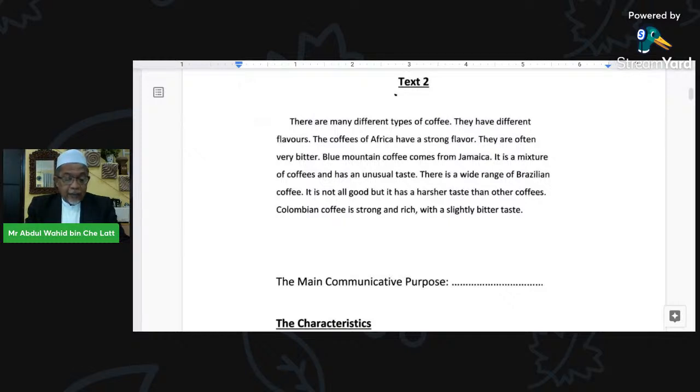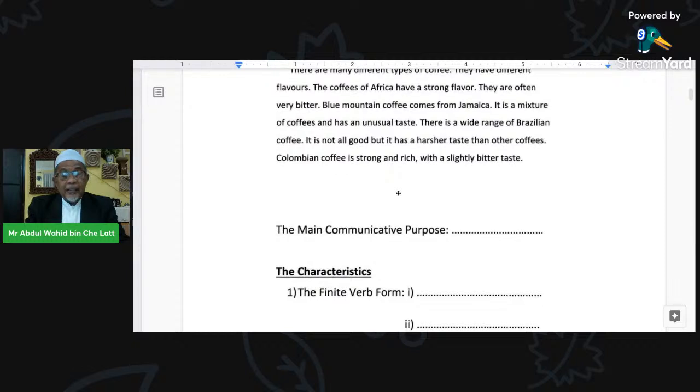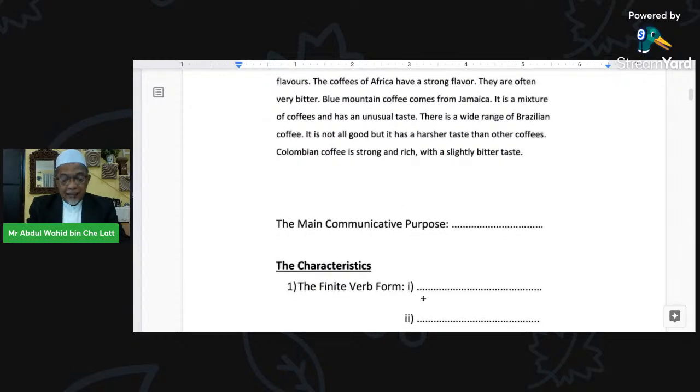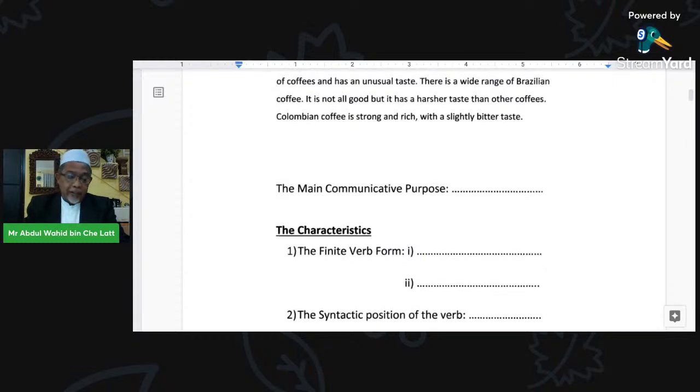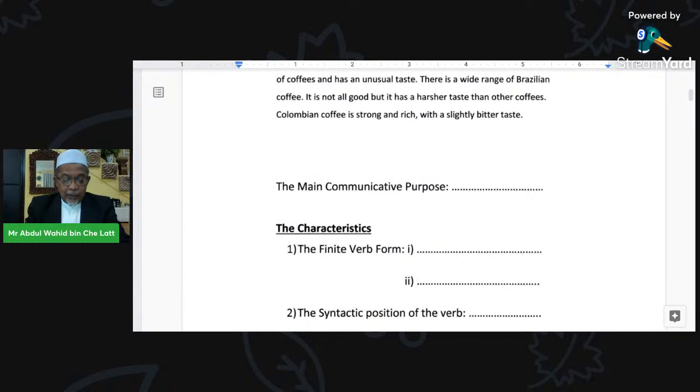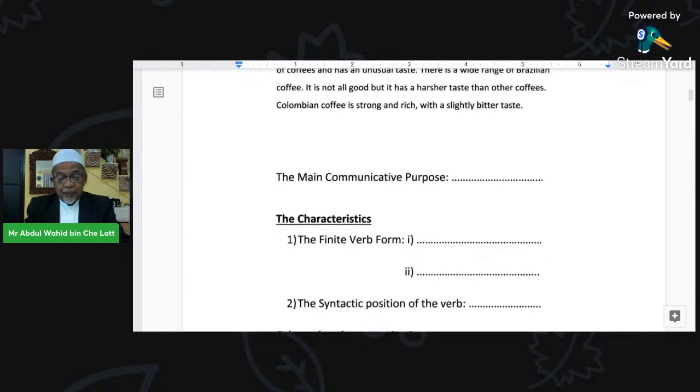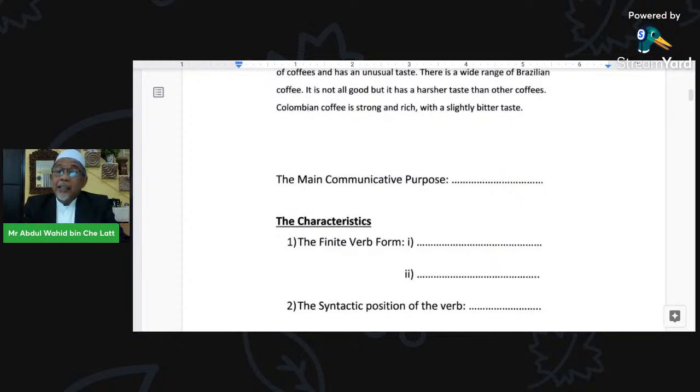Okay, for the finite verb form, you can write simple present tense. In bracket, you write stative. If you want to introduce these verbs according to the communicative approach, you can introduce them as descriptive stative because they are stative verbs that are used to describe a fact.